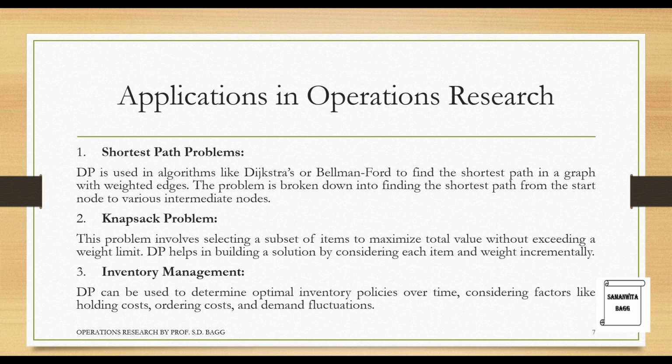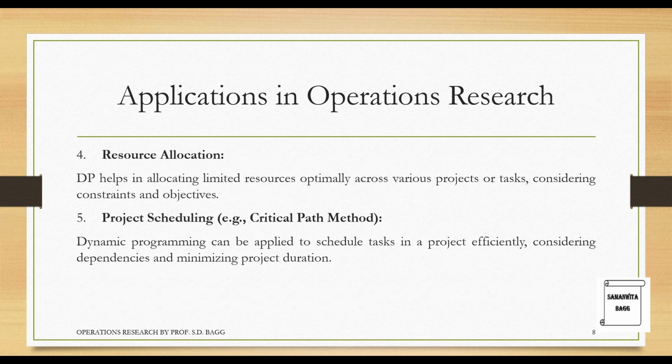Third one is inventory management. Dynamic programming can be used to determine optimal inventory policies over time, considering factors like holding costs, ordering costs, and demand fluctuations. The fourth one is resource allocation.